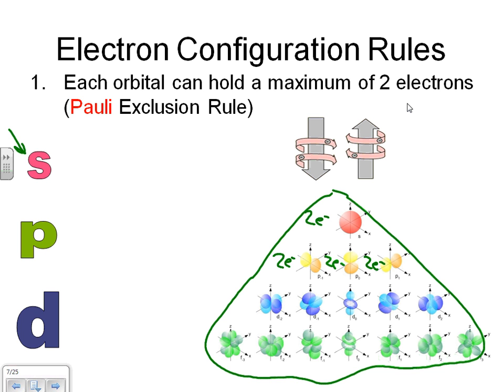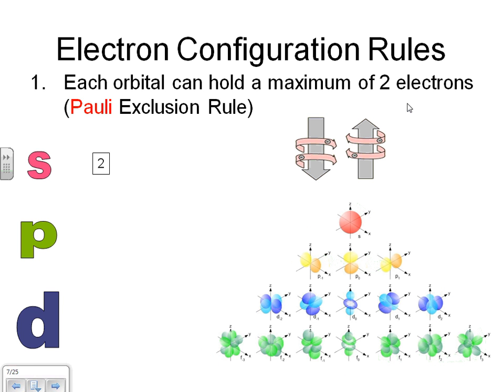Okay? So in S, it will hold up to 2 electrons. So S will always equal 2. P, since there are 3 orbitals, it will hold up to 6. D, since there's 5 orbitals, it will hold up to 10.